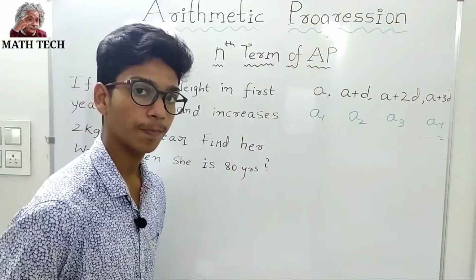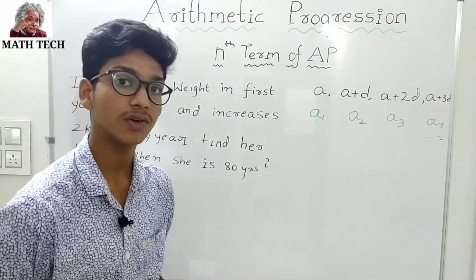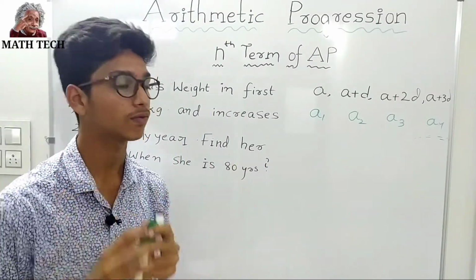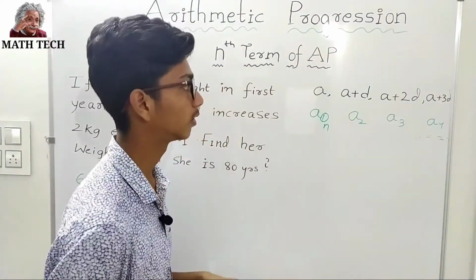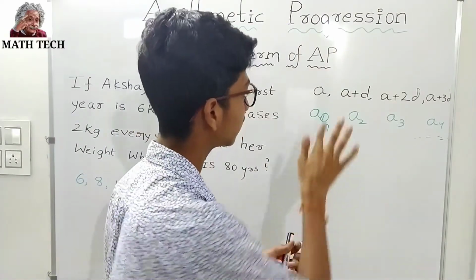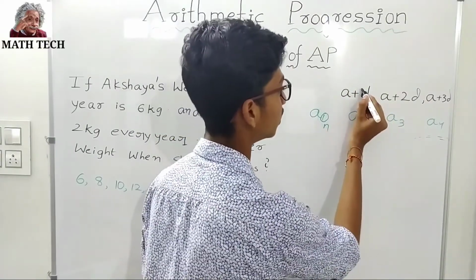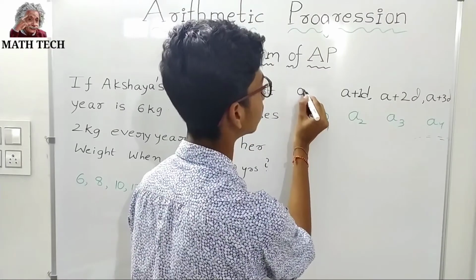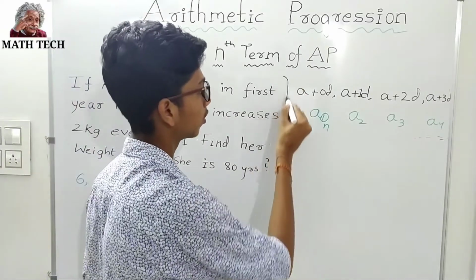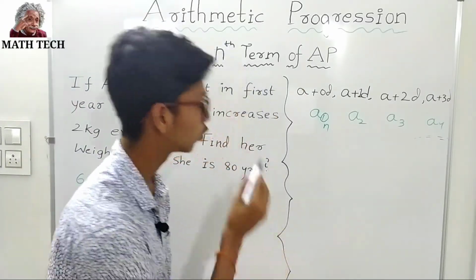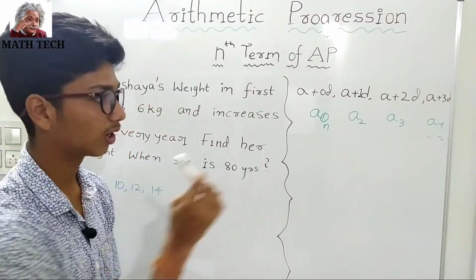a1, a2, a3, a4. Let us consider this one as our nth term. And let's write this not simply as a, but as a plus 0d, a plus 1d. A plus 0d is simply a. To make it simple, I have written it as a plus 0d. Here we can catch a small pattern.